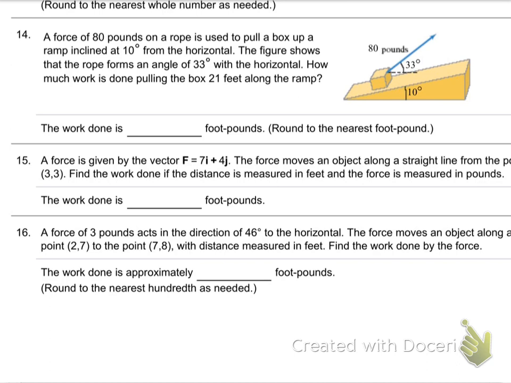Let me let you try that. So they both have an angle, don't they? So let's do the force first off. The force is 80 pounds at an angle of 33 degrees. So it's going to be just like the last one was, which means it's going to be 80 cosine 33 I plus 80 sine 33 J. Does that make sense?